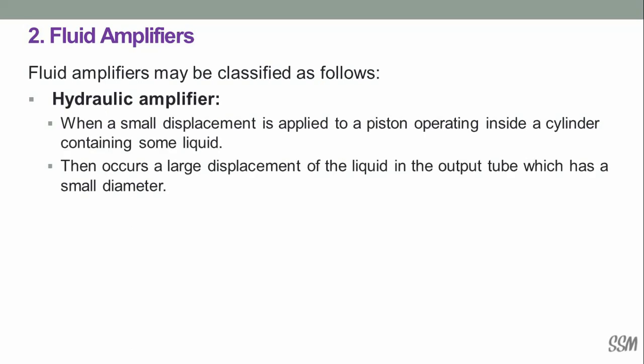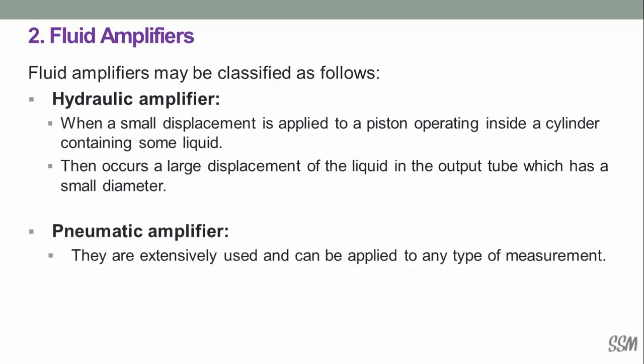Hydraulic amplifier: when a small displacement is applied to a piston operating inside a cylinder containing some liquid, a large displacement of the liquid occurs in the output tube, which has a small diameter. This principle is employed in the mercury in glass thermometer and the single column manometer. Pneumatic amplifiers are extensively used and can be applied to any type of measurement. Next, we'll discuss optical amplifiers.